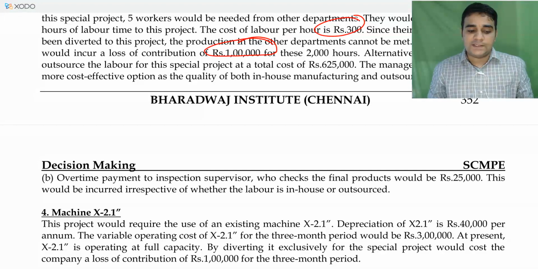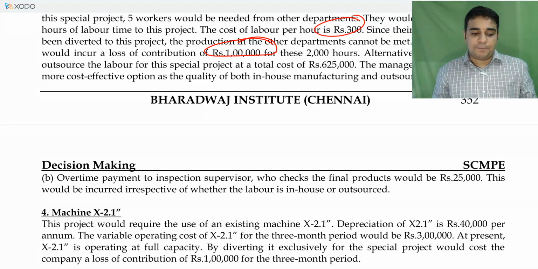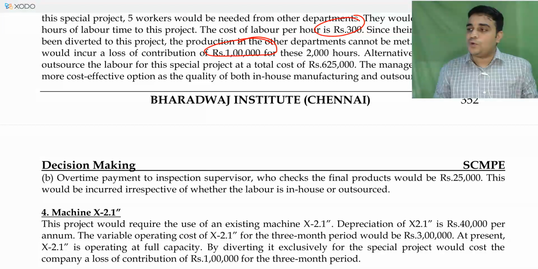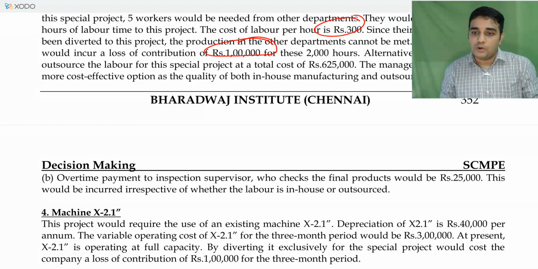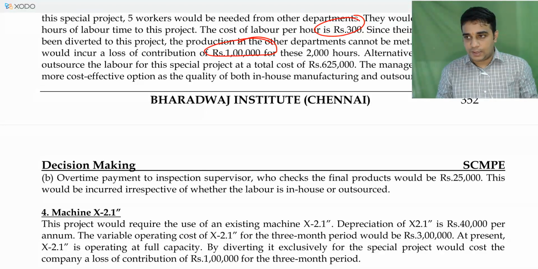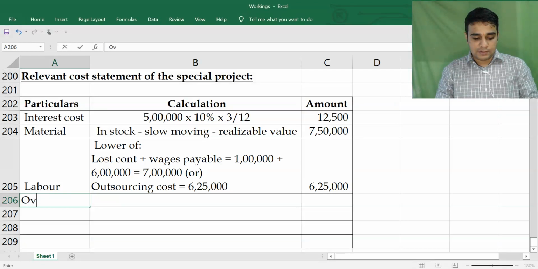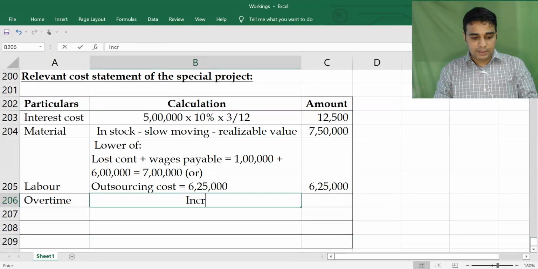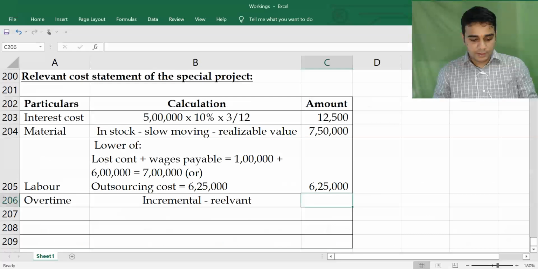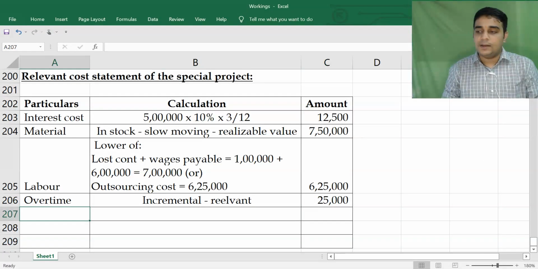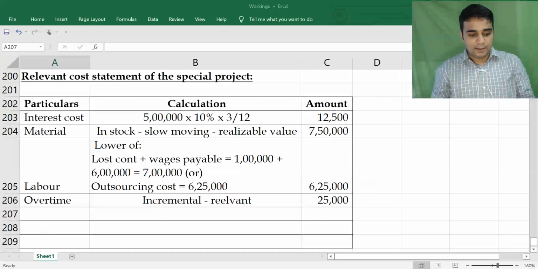Overtime payment to the inspection supervisor who checks the final product would be incurred irrespective of whether it is in-house or outsourcing, and this is an extra cost. Overtime is an extra cost, incremental, so relevant. 25,000, incremental, relevant.